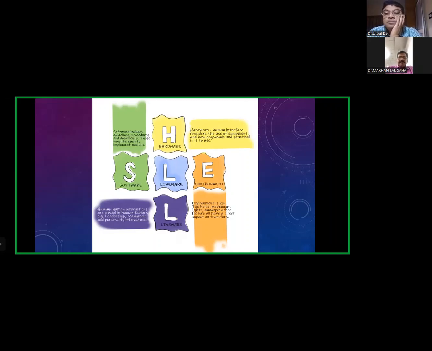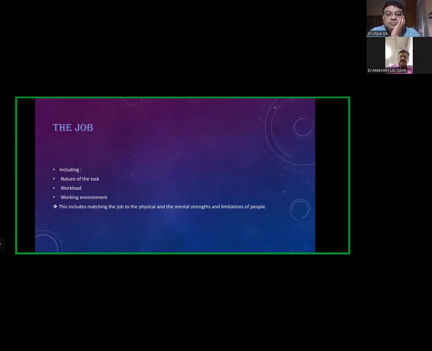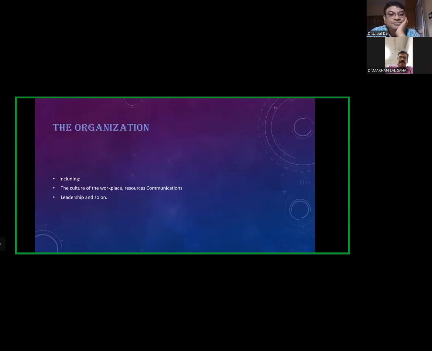The job includes the nature of the task, workload, and the working environment. This includes matching the job to the physical and mental strengths and limitations of the people. The individual includes competency and skills, which are changeable; personality and attitude, which are fixed; risk perception; and sleep deprivation. Individual characteristics influence behavior in complex ways. The organization includes the culture of the workplace, resources, communication, leadership, and so on.